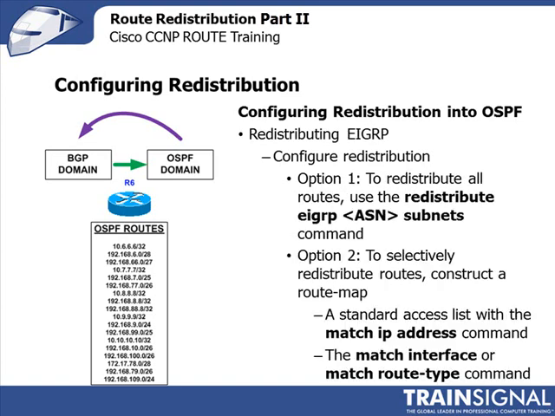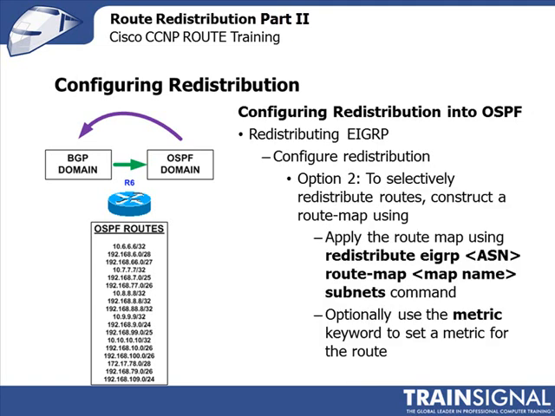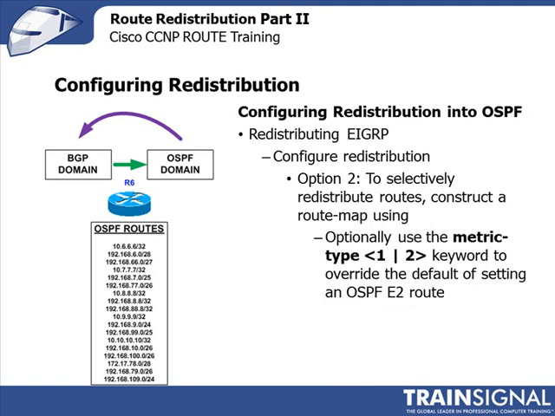Redistributing EIGRP into OSPF, you need to have the redistribute eigrp autonomous system number subnets command for everything, and then again match IP address, match interface, or match route type as well. Subnets, metric, metric type. Very similar to the process with the others, but we wanted to make sure you have a clear map of how this all should look with each individual protocol.